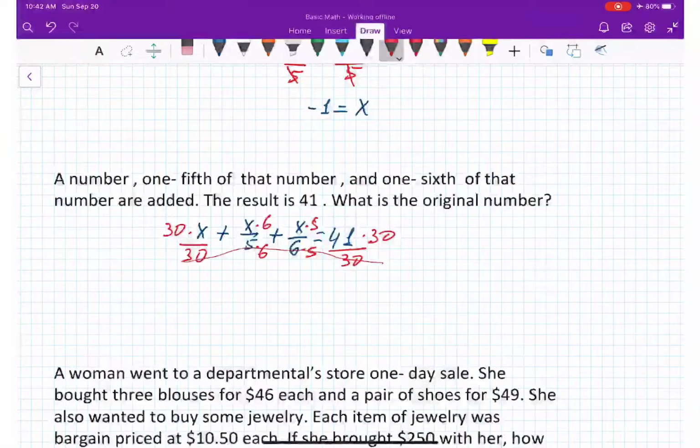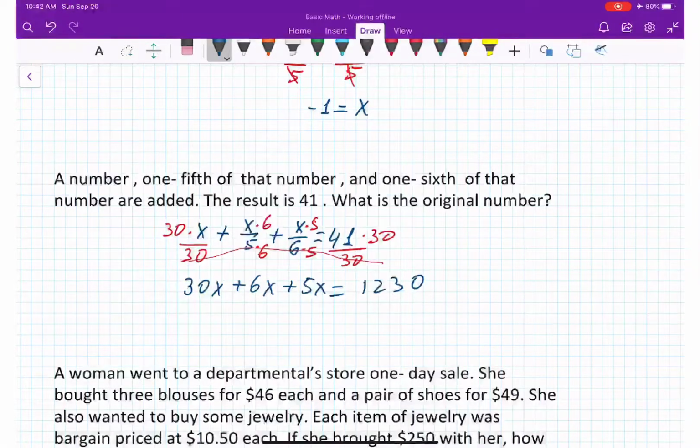Okay, so we get 30x plus 6x plus 5x and equal 41 times 30. So let me see, it's going to be 1230. Okay, let's add 30x plus 6x, 36x, and plus 5x, it's going to be 41x equal 1230.